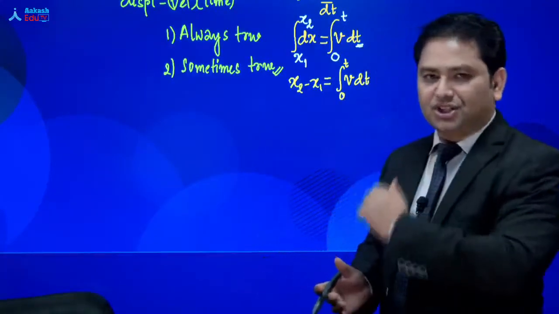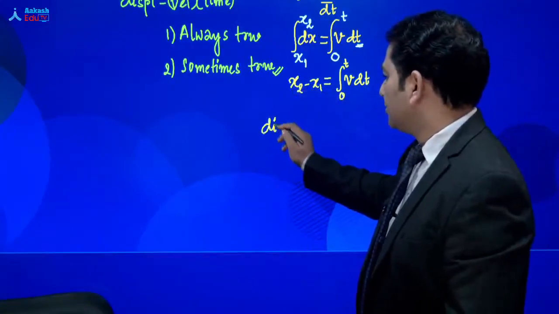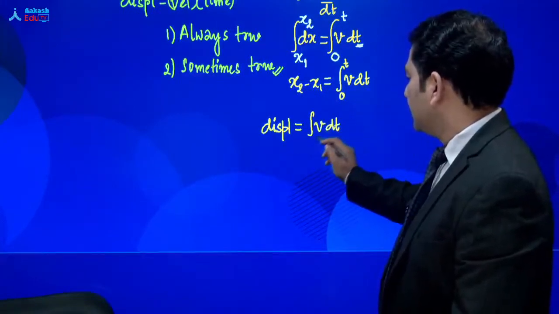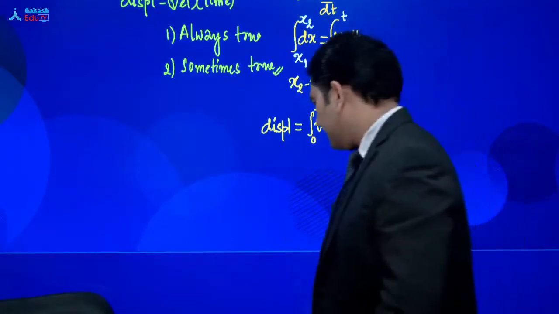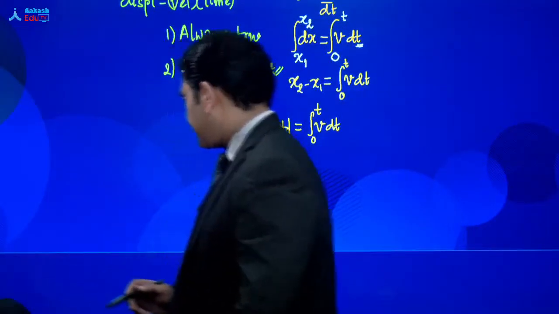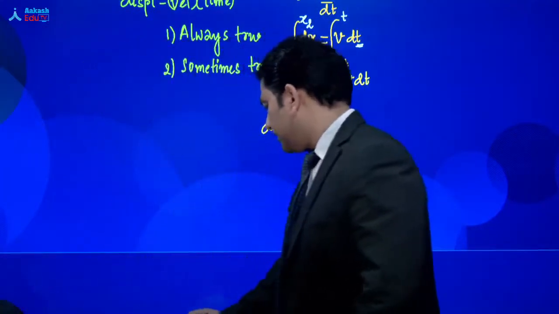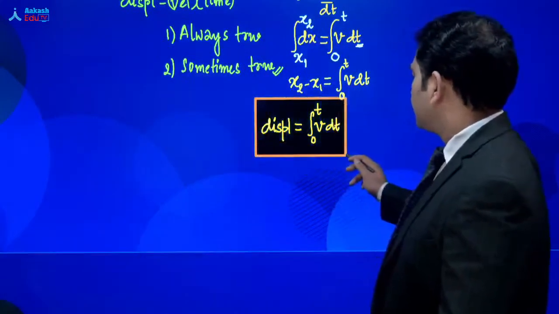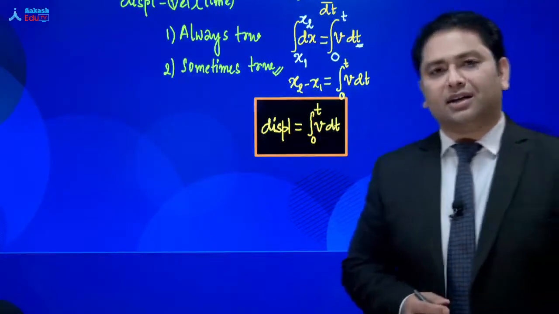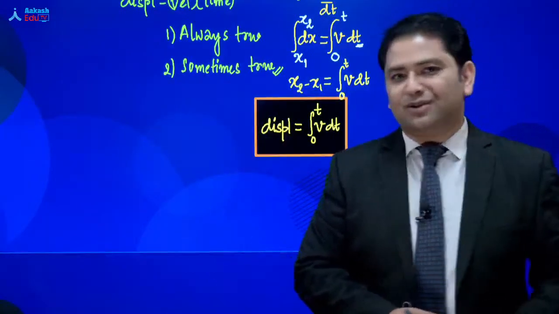And change in position, we call displacement. So this is now coming out to be displacement is equals to integral v dt. Limit will be from 0 to t. So this is the generic expression, that displacement is calculated by integral velocity with respect to time. This is the generic equation. This equation will never cheat you. It's always valid. Integration of velocity with respect to time.